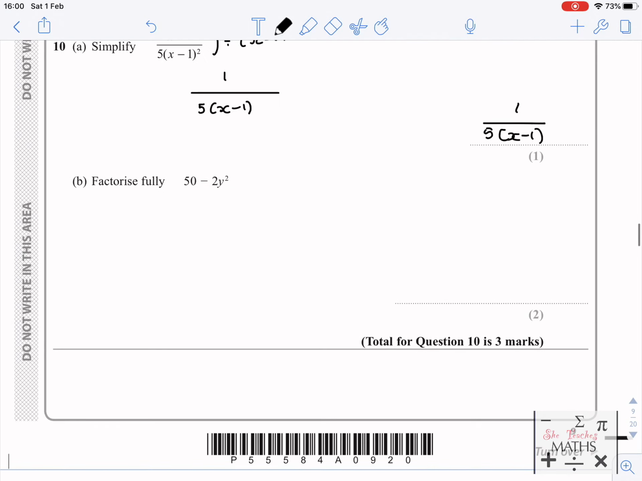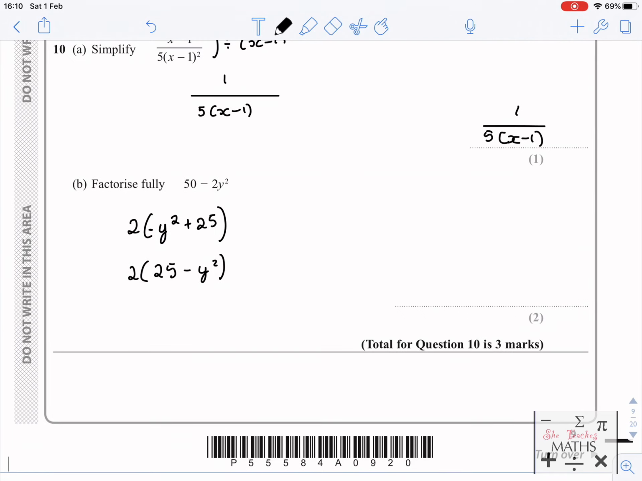For the next question, you're asked to fully factorise 50 minus 2y squared. So what I would do is I know that 2 goes into both 2 and 50. So I take out 2, then I'd multiply by y squared. That would be minus y squared plus 25. But I'm going to put this in the form 25 minus y squared as it just looks a lot neater.